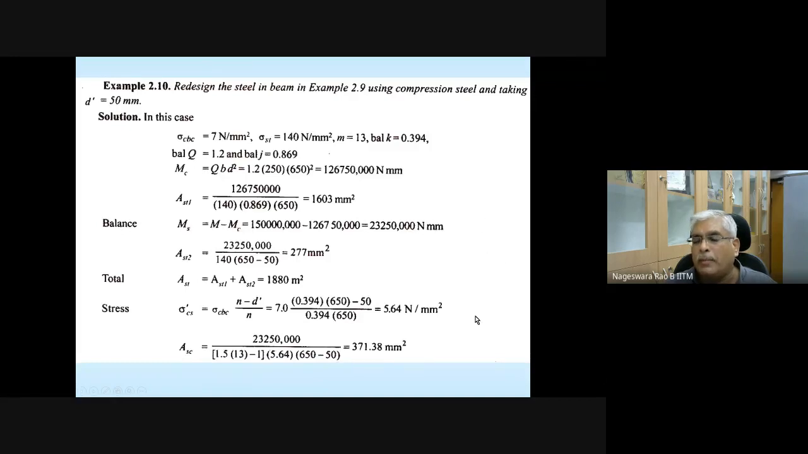So now the beam dimensions are B equal to 250, effective depth equal to 650, and tensile reinforcement area is 880 mm square. This is mm square, there is a typing mistake. And the area of compression steel is 371.38 mm square. Now I want you to compare this 880 mm square with the amount of steel that you got for an over reinforced section. What is the amount of steel that you got for an over reinforced section?